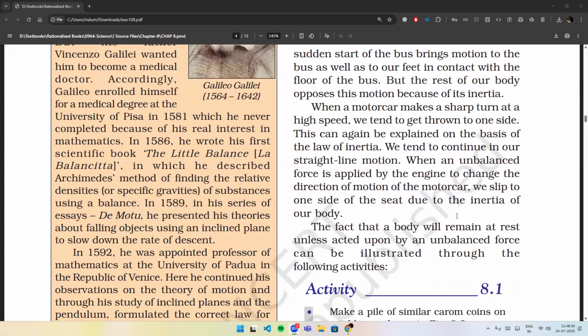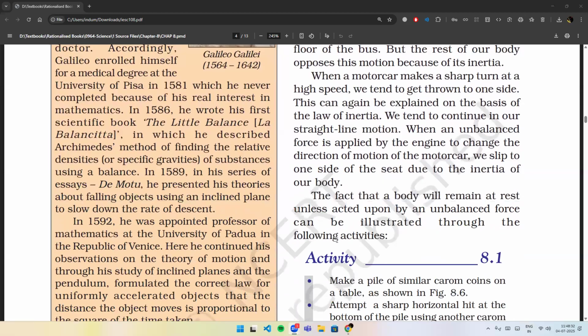When a motor car makes a sharp turn at a high speed, we tend to get thrown to one side. This can again be explained on the basis of the law of inertia. We tend to continue in our straight line motion. When an unbalanced force is applied by the engine to change the direction of motion of the motor car, we slip to one side of the seat due to the inertia of our body.